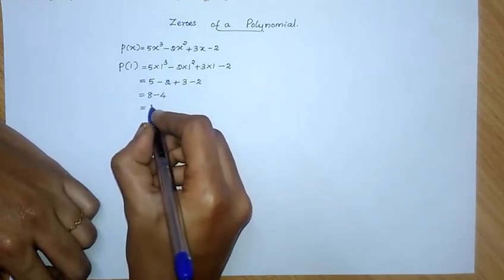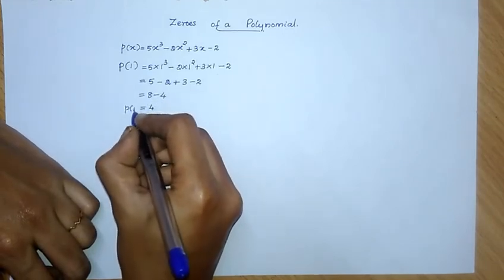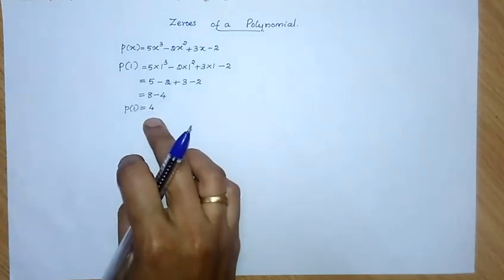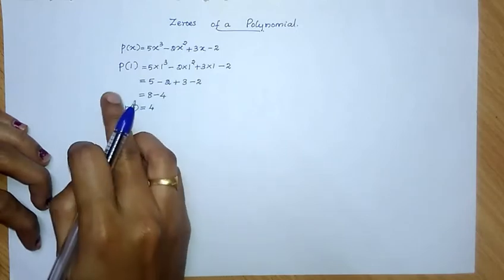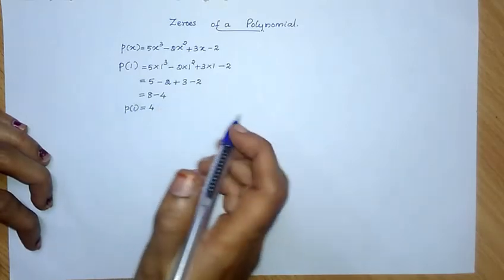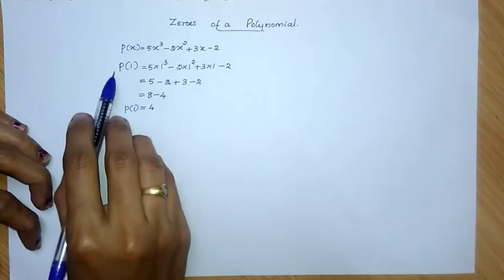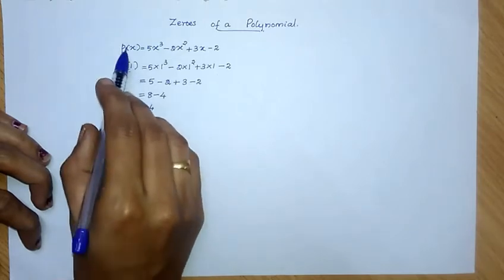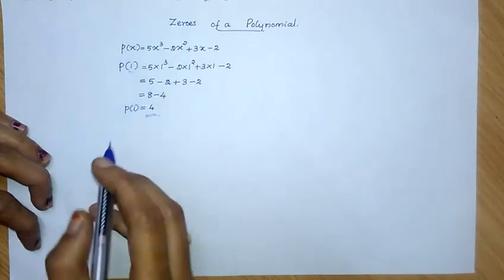So here the answer is 4. P of 1 is equal to 4. So we can say that the value of P of x is 4 at x equal to 1. When x is equal to 1, the value of P of x is 4.